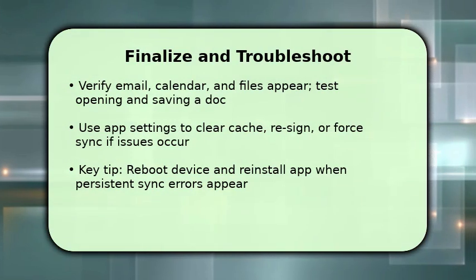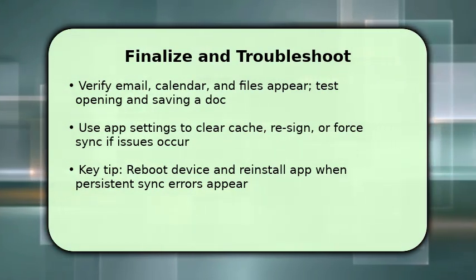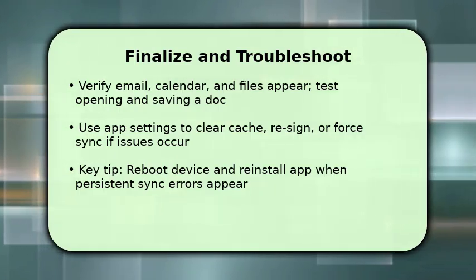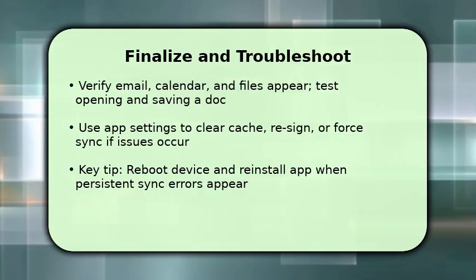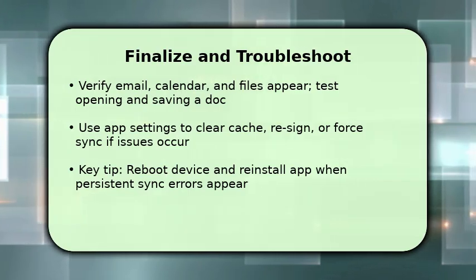You finish by testing core features. Send an email in Outlook, open a file from OneDrive, and save a change in Word to ensure auto save worked. If something fails, go to App Settings to force a sync or clear cache and then sign out and back in. That often resolves token or permission problems.